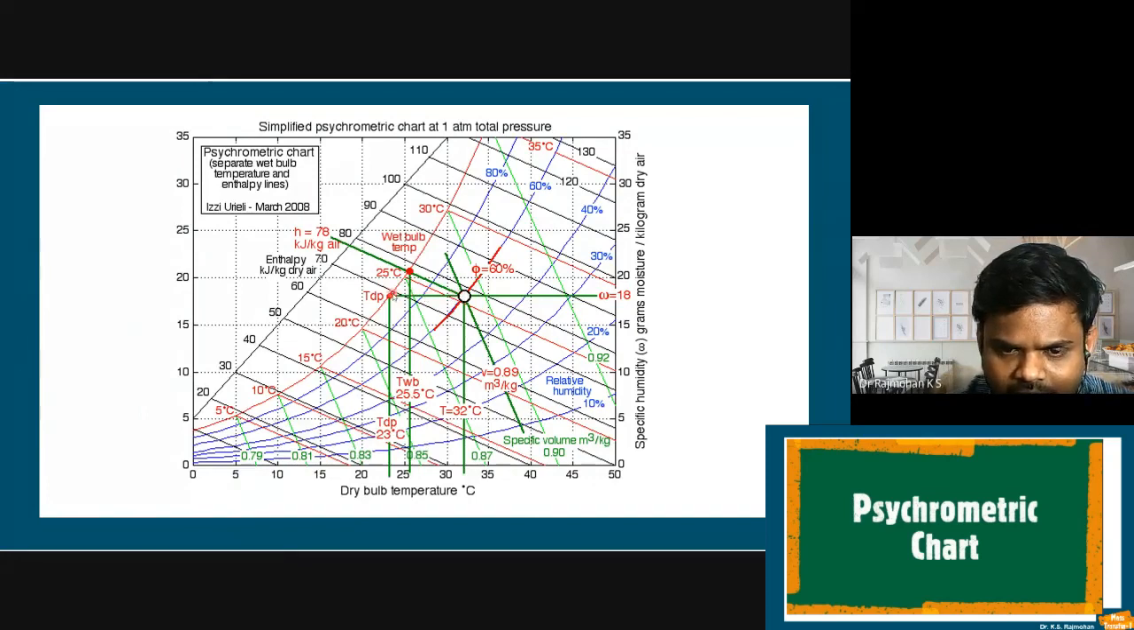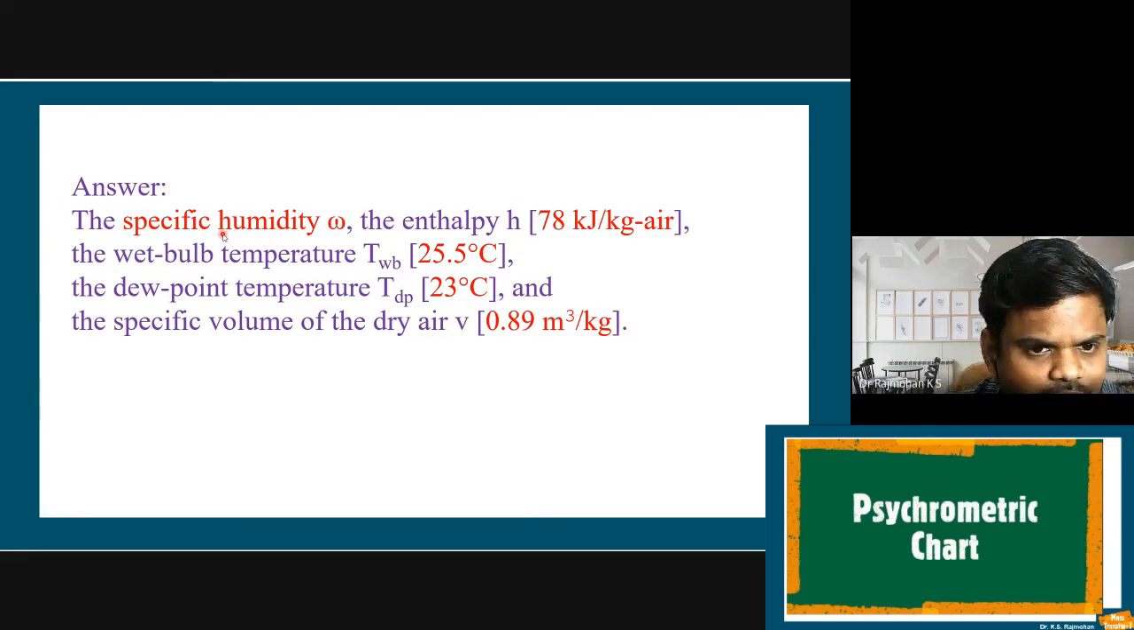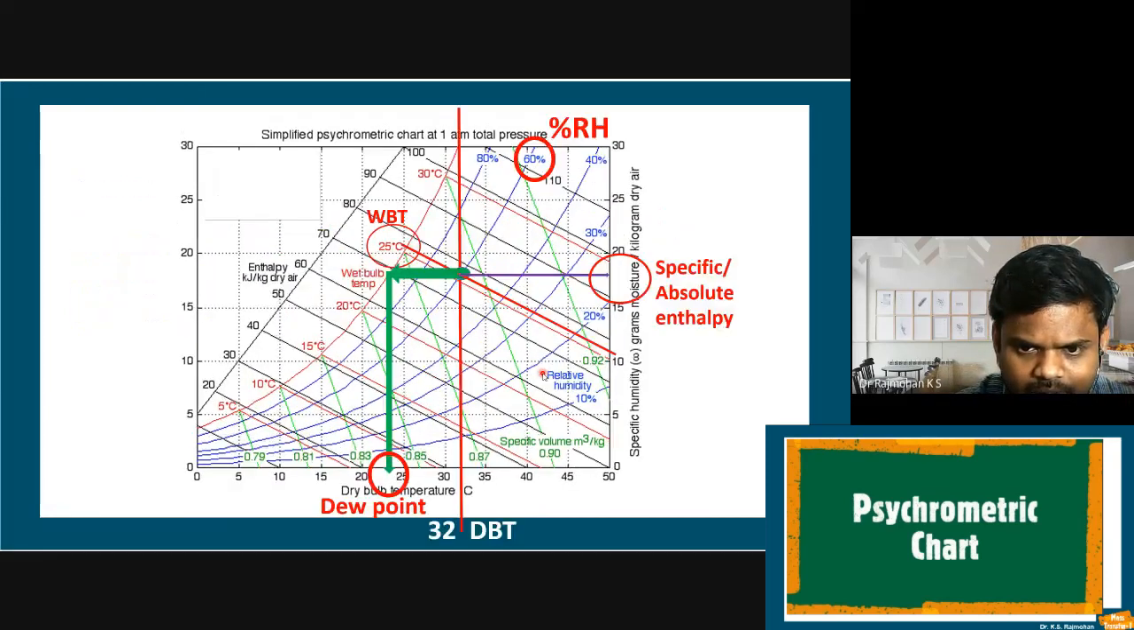And if you draw a line horizontally here, you are going to get the dew point temperature. If you go further and extend it, we will get the H line, where we get the value for H. In this way, you can check values. You can get plus or minus values, but what I have observed is that the enthalpy H is 78, the wet bulb temperature is just above 25, so it is 25.5, and the dew point temperature is around 23 degrees Celsius, and the specific volume of the dry air is 0.89 meter cube per kg. Okay, so let me explain again how I have done it.